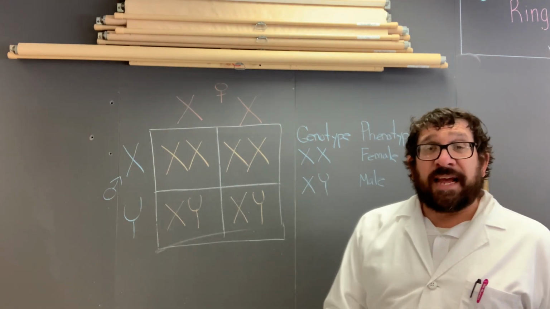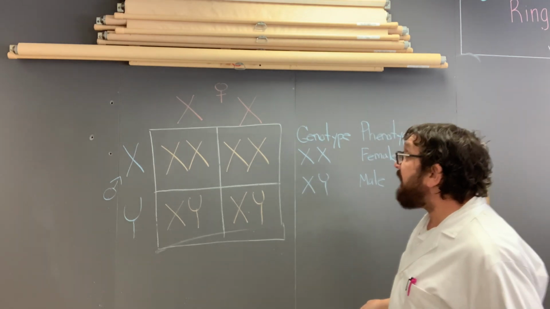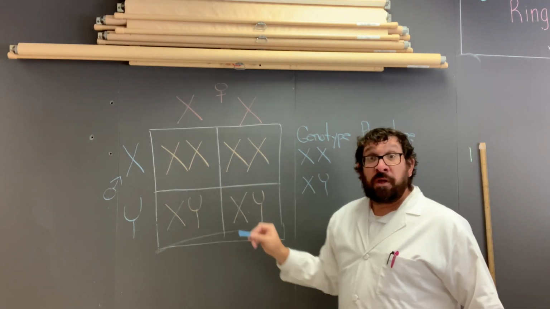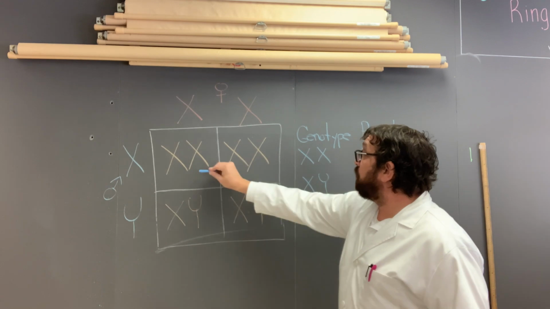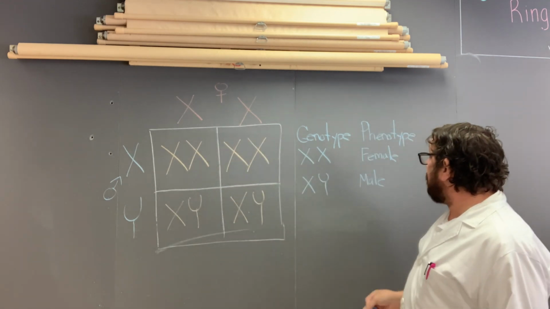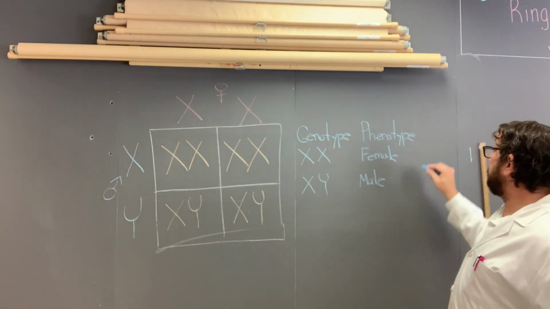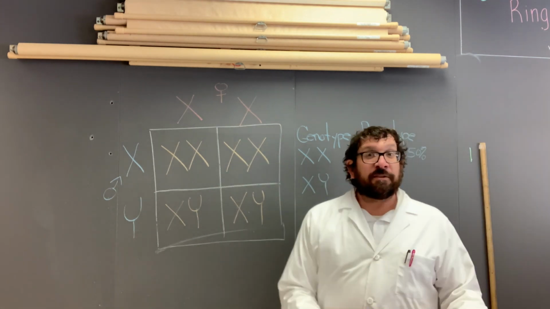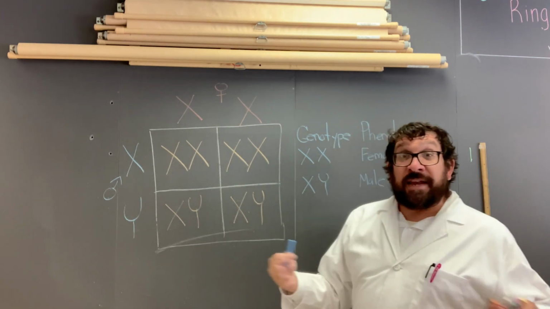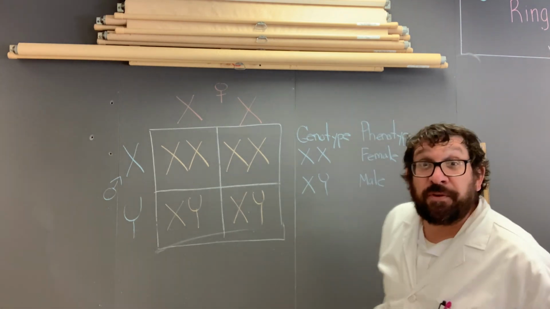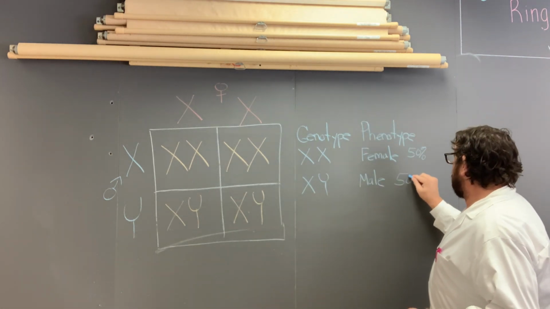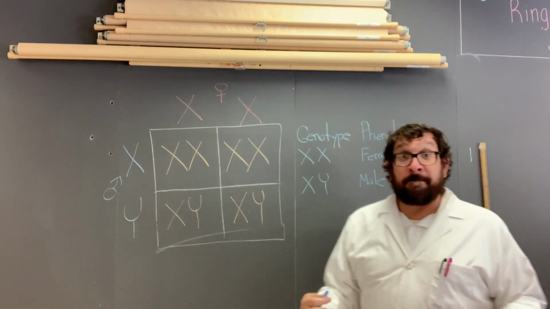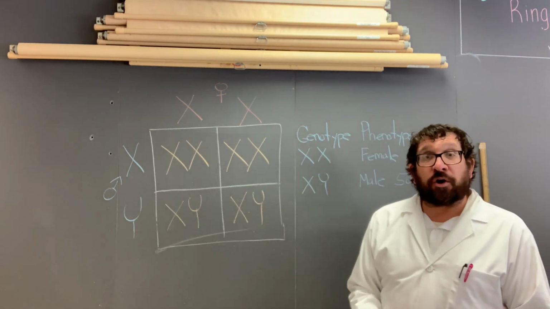What is the percentage? What's the chance of having a female? Well, 2 out of 4 together would be 50%. Which leaves, there's always 100% in everything, so which leaves the other 50% to be male.